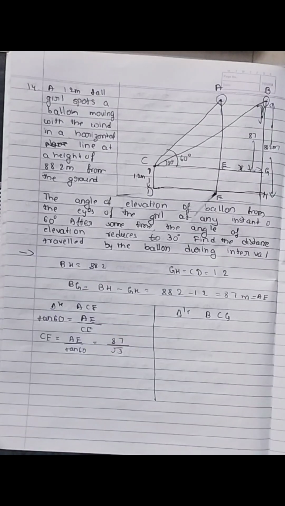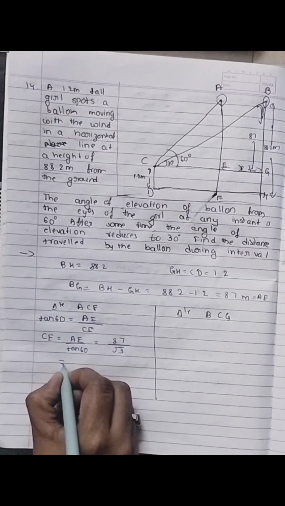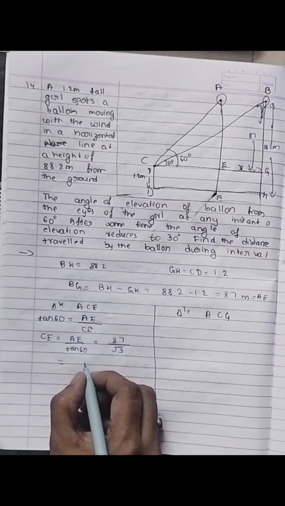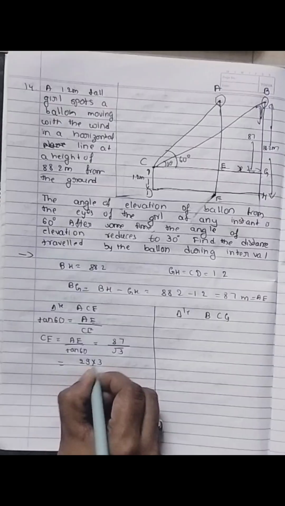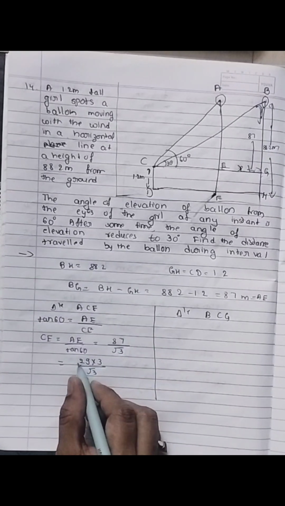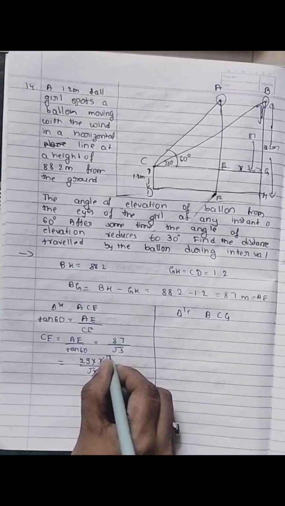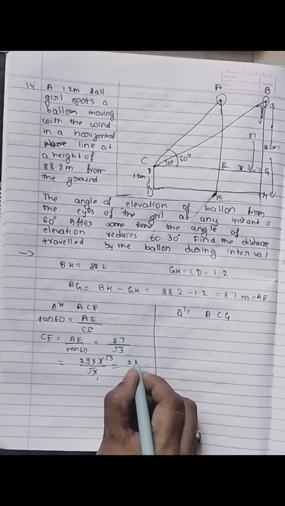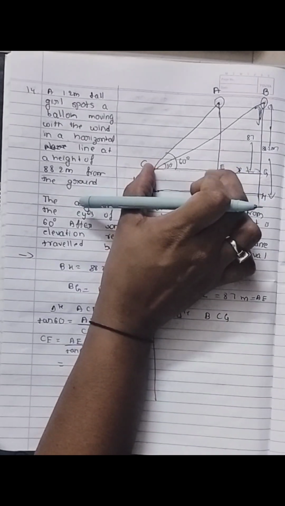But can we express 87 as a multiple of 3? So that we'll get 29 times 3 is 87. So 29 into 3 by root 3. We are expressing 87 as a product of 29 and 3. So root 3 ones are root 3, and root 3 threes are 3. So we'll get 29 root 3 as the distance between C and E.